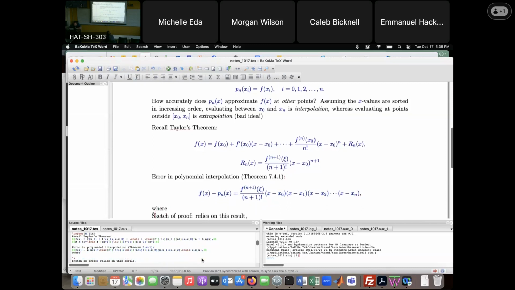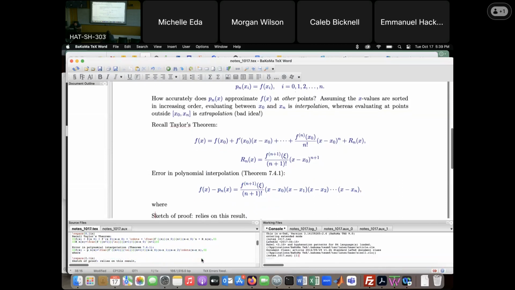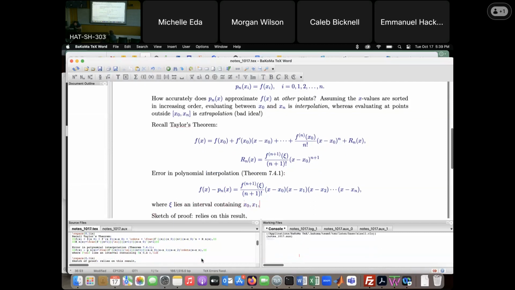Where c lies in an interval containing the interpolation points and x itself.